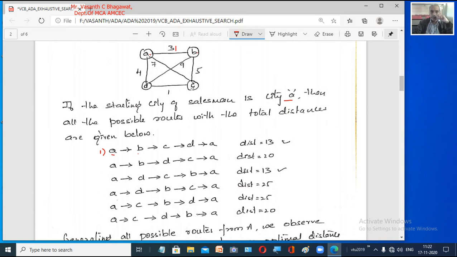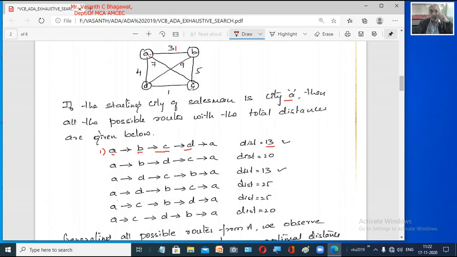Now from C he goes to D and the distance is 1. So 8 plus 1, 9, right? So now the total distance is 9. Now from D he comes back to A, from where he started, and this distance from D to A is 4. So 9 plus 4 is 13. So the total distance we got here is 13. This is how we find the total distance. Now this is one possible route.